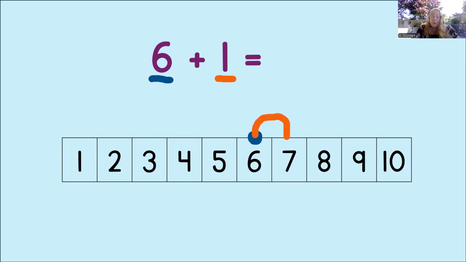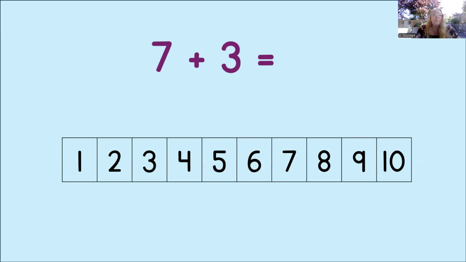Just like that. Where did we land? We landed on the number 7. So now we write the number 7 in the equation, and we have our answer. 6 plus 1 equals 7.